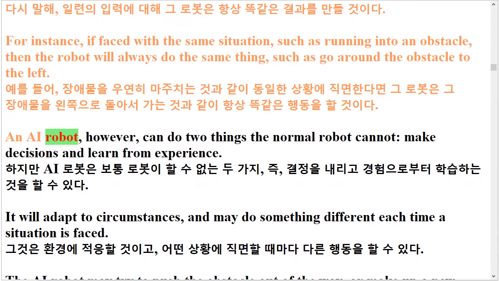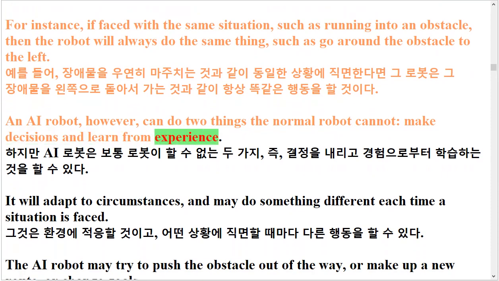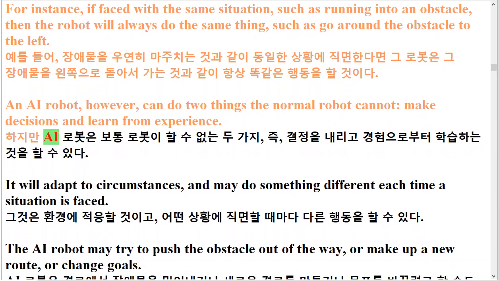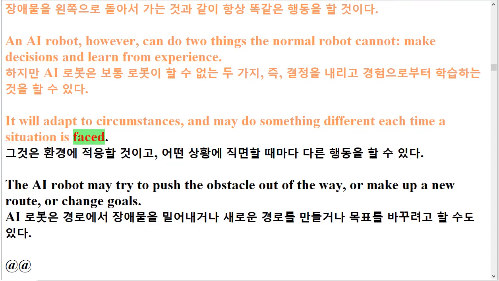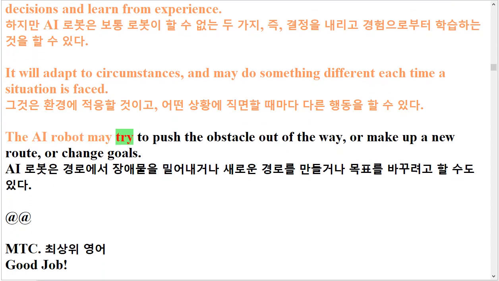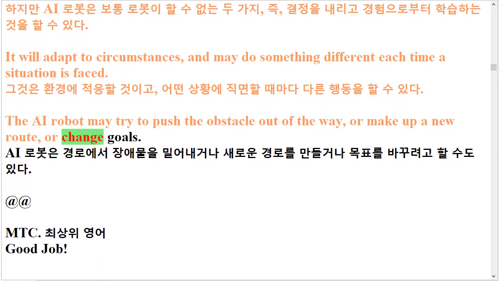An AI robot, however, can do 2 things the normal robot cannot: make decisions and learn from experience. It will adapt to circumstances, and may do something different each time a situation is faced. The AI robot may try to push the obstacle out of the way, or make up a new route, or change goals.